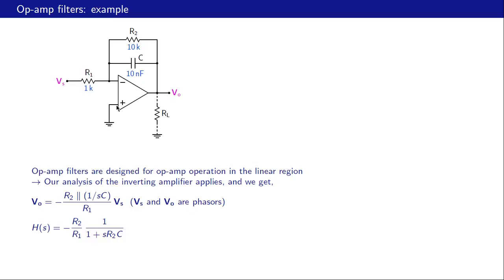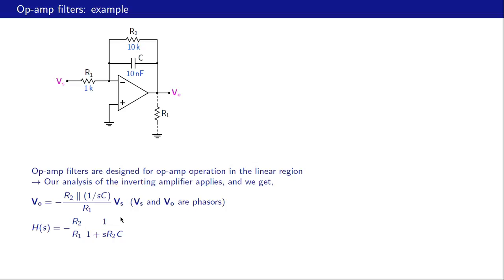And in fact, this circuit is very much like our inverting amplifier, except our R2 is now replaced with this impedance, which is R2 in parallel with C. So the gain then would be VO by Vs, remember VO and VS are phasors now, is minus Z2 by Z1. Z2 is R2 parallel 1 over SC, the impedance of the capacitor, divided by Z1, which is R1. And if we simplify this, we get H of S equal to minus R2 by R1 times 1 over 1 plus S R2C. Now this part provides the passband gain, and this is the filtering action.